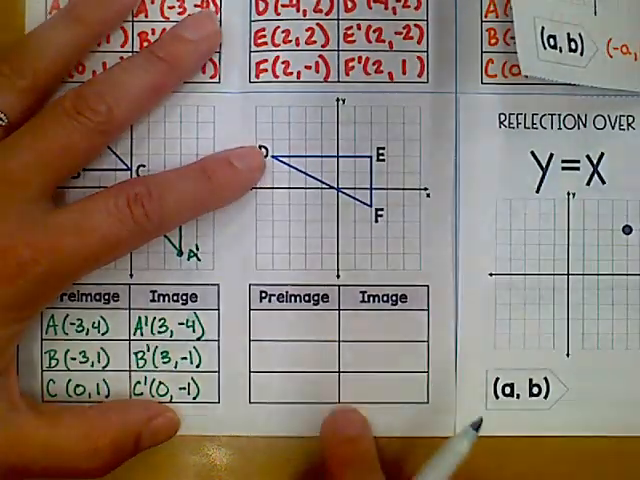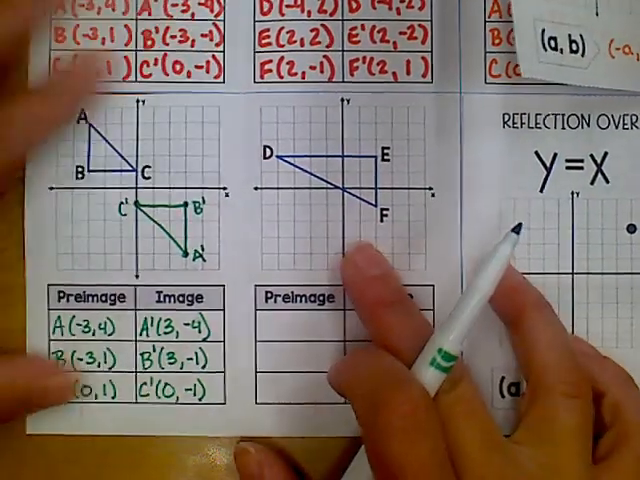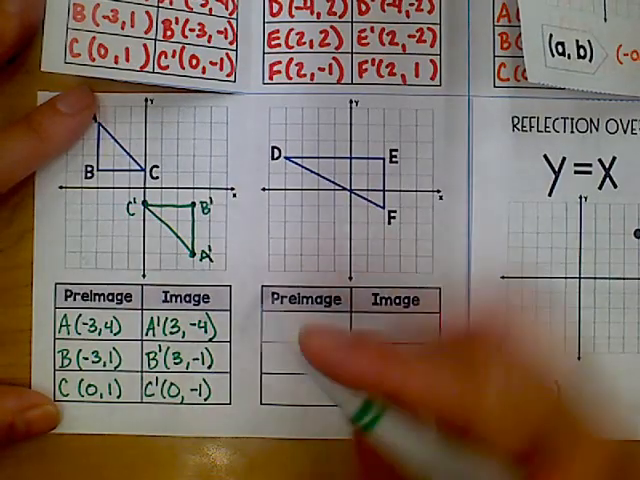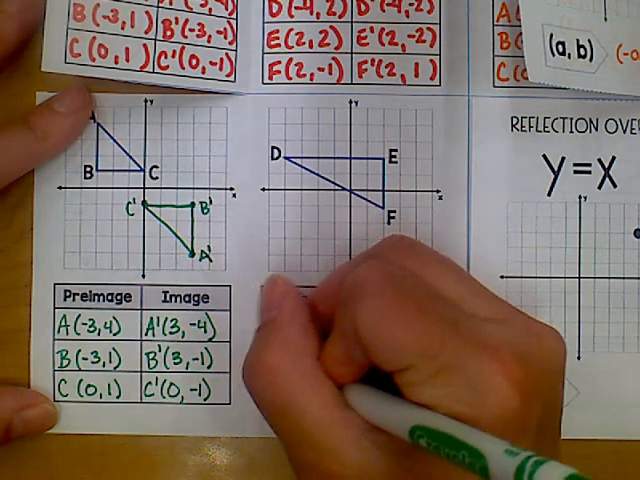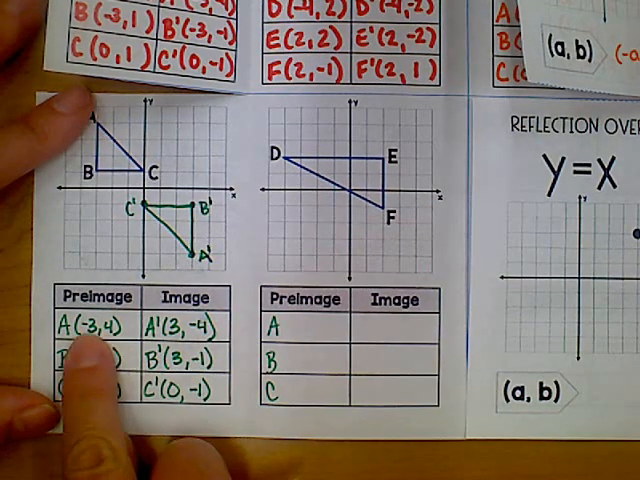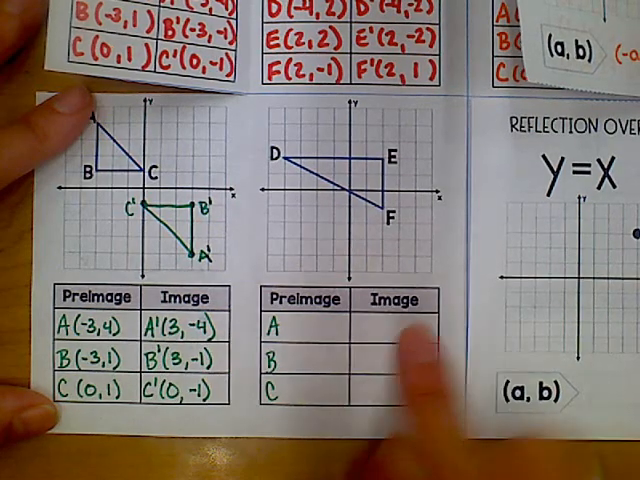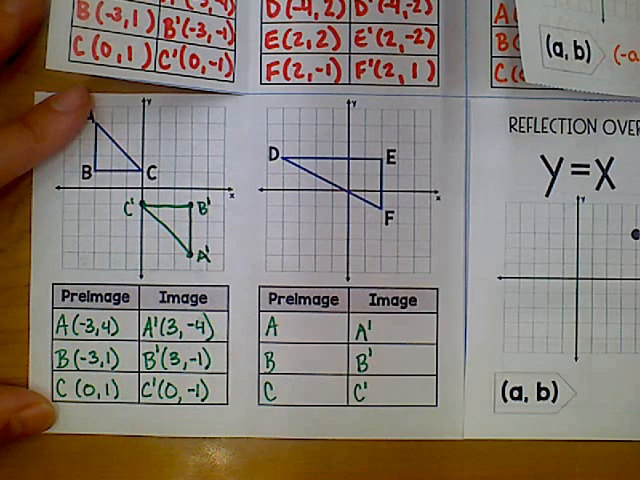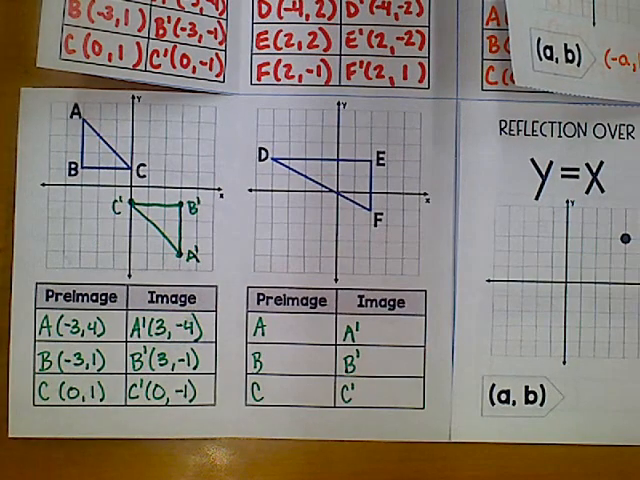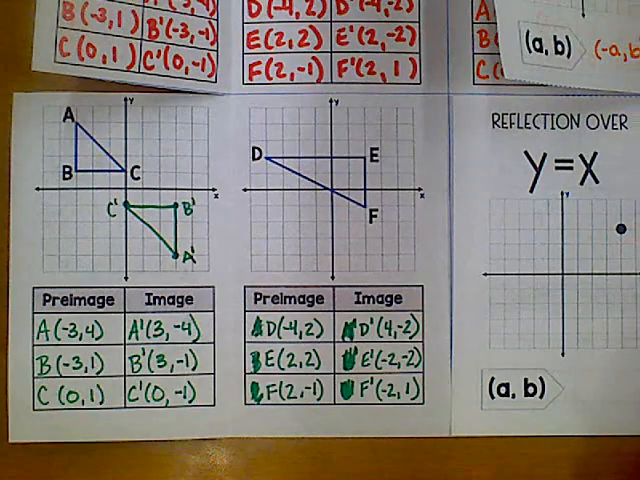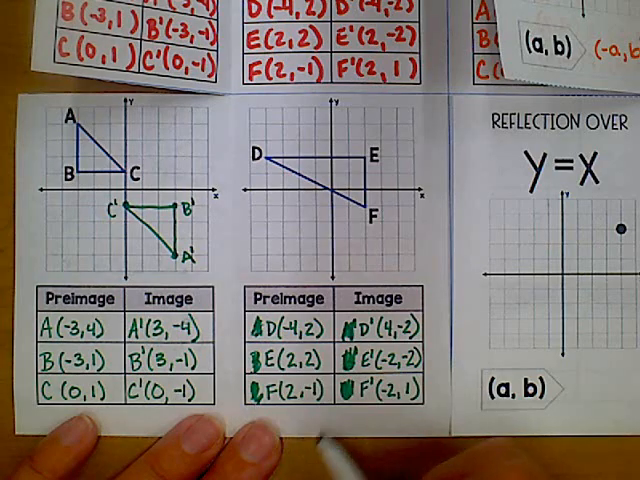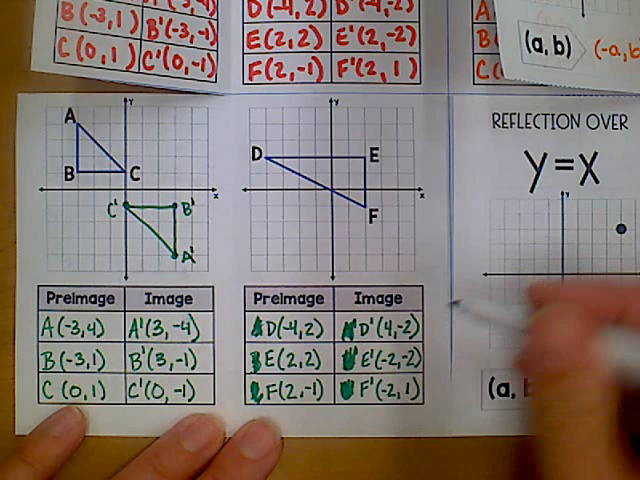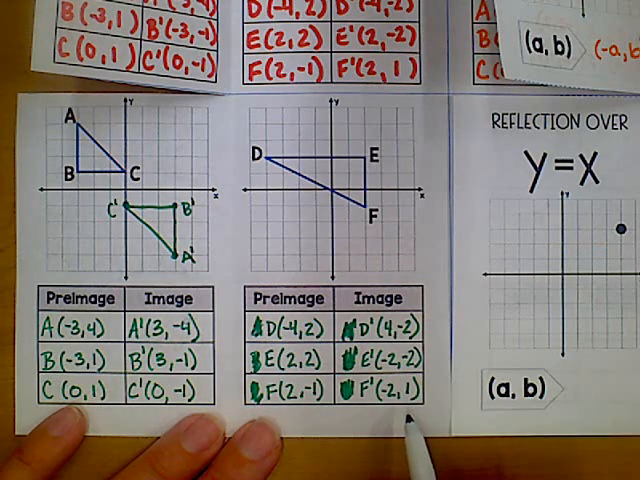I would like you to do D, E, and F in entirety. Start by finding your pre-image coordinates, and then apply the opposite to both the x and the y for your image coordinates. Go ahead and do that now. Okay, I made a little bit of an oopsie. I was writing those ABCs and it should have been D, E, F, but compare yours to mine.